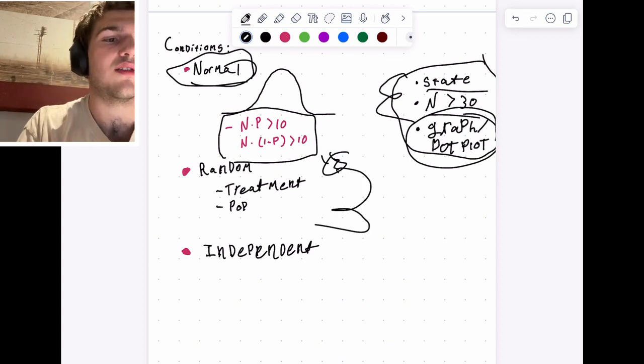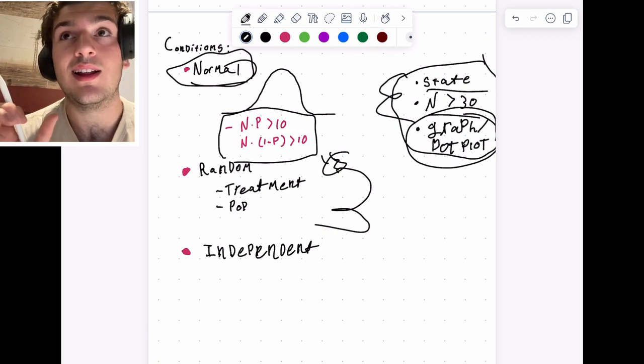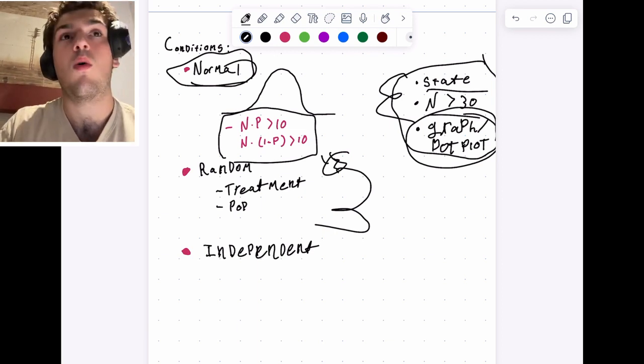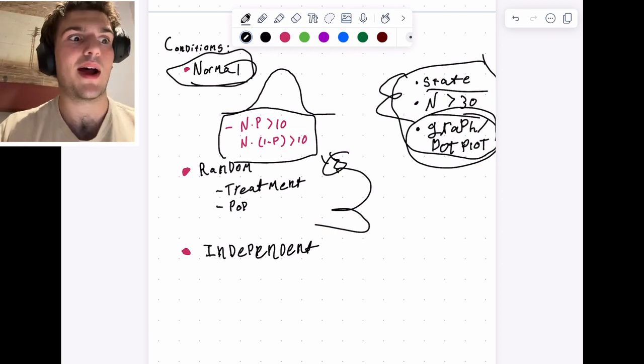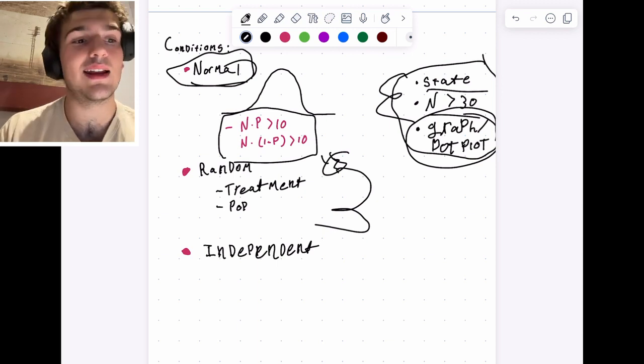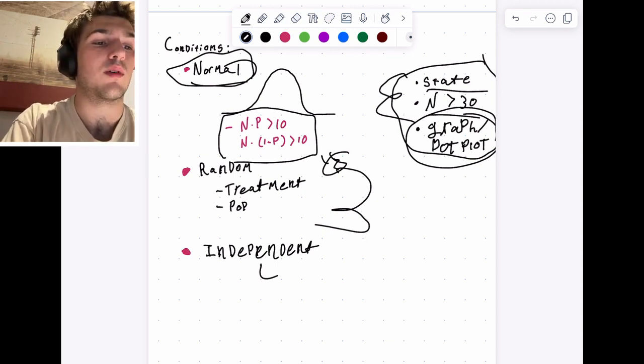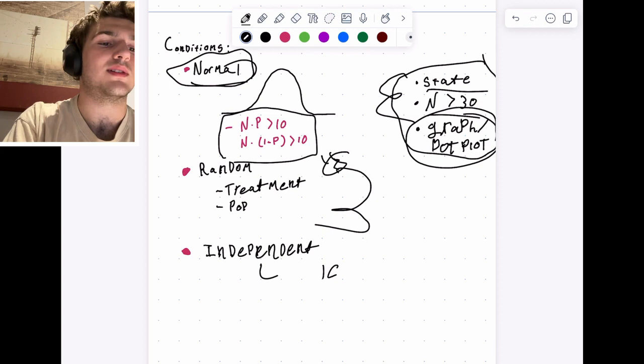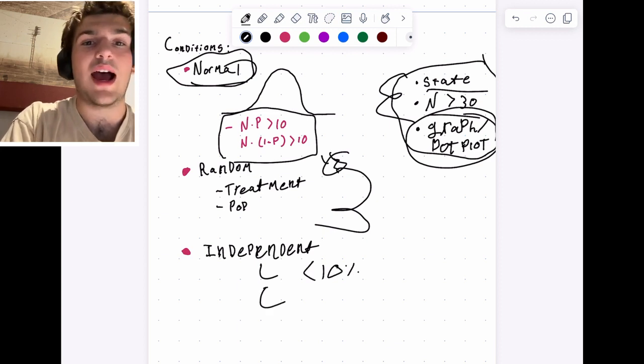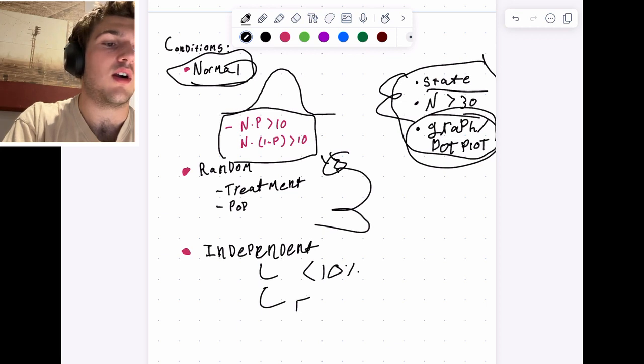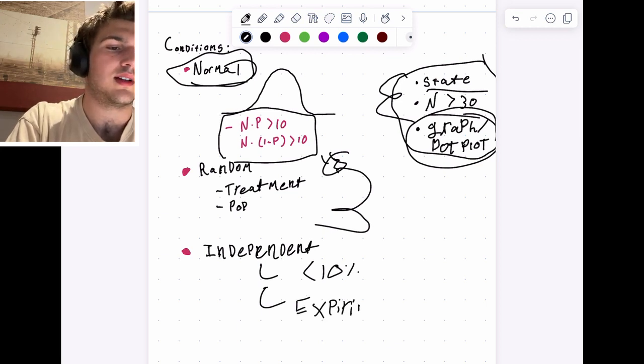Next, we want our randomness, either in the assignment of treatment or selection from the population. And then independent, always important. This is going to be our 10% condition, but you do not need to be independent if you are an experiment. So I'm just going to add that to our video. Do not need.